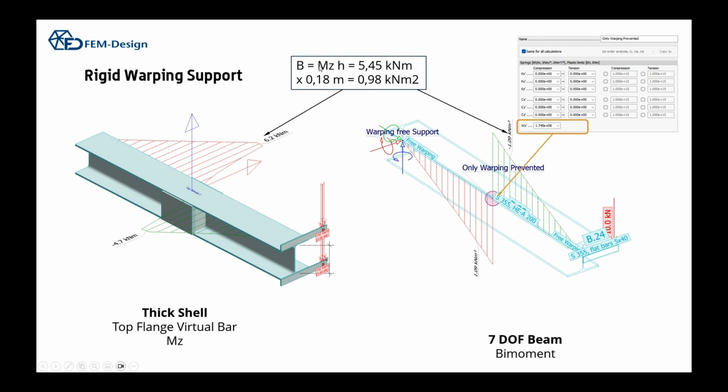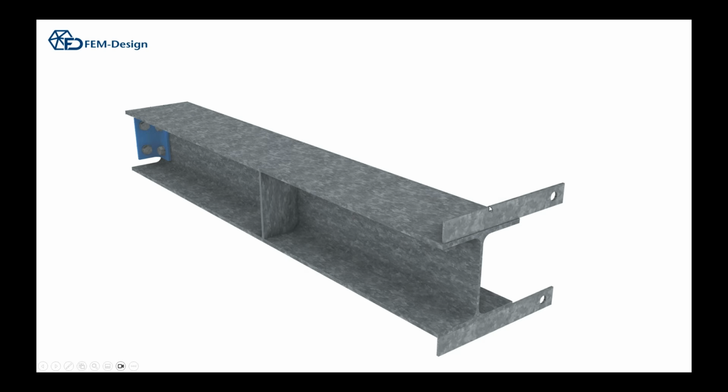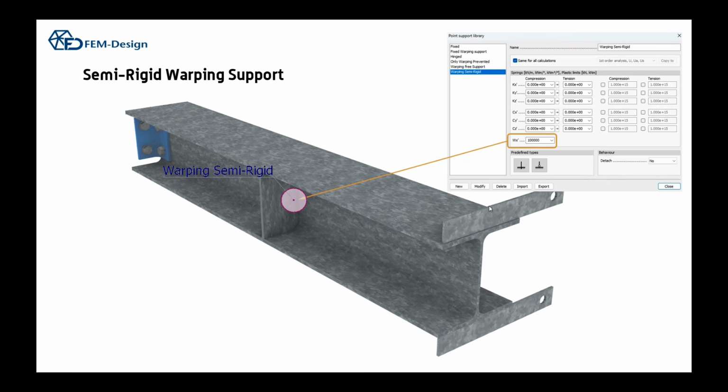And if you remember that the bimoment is flange bending multiplied by the height of the beam, we can see that those match really well. So the shell model and the beam model will give you the same solution. What about this case? So now the coupling spring between the flanges is much weaker, and now we have to use a semi-rigid warping support in this case to model this one.